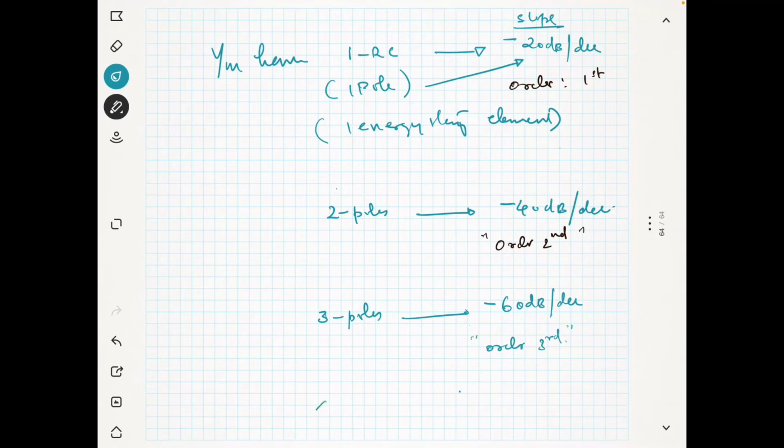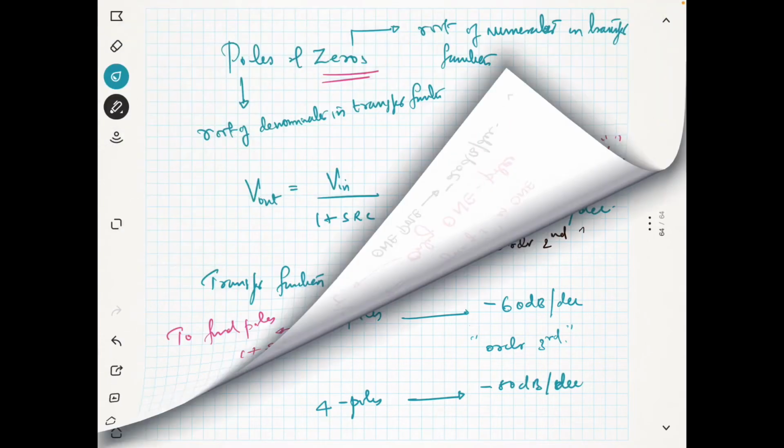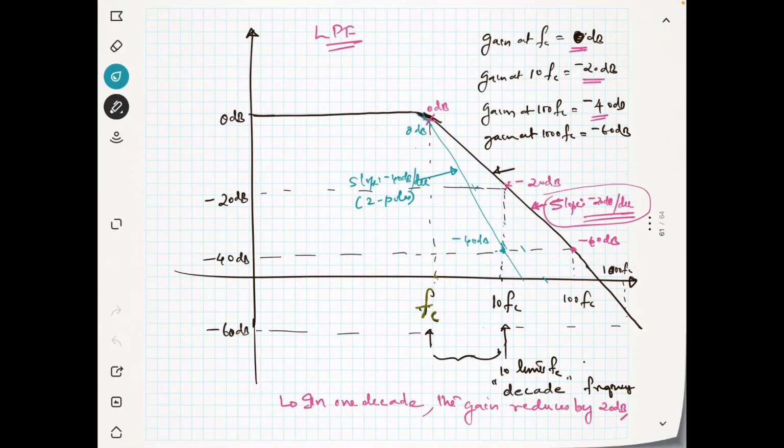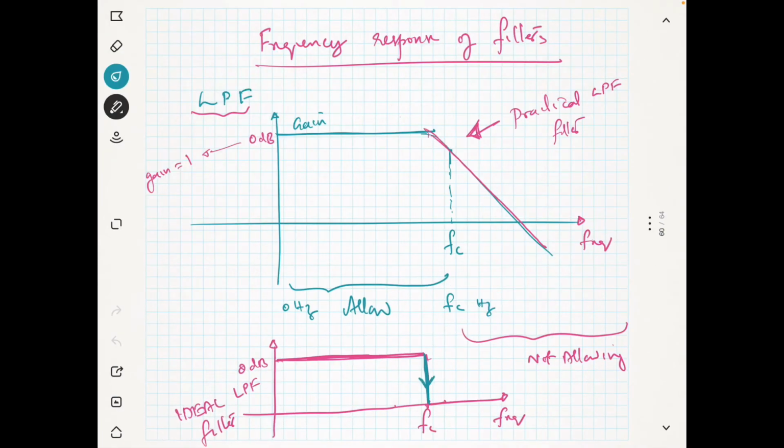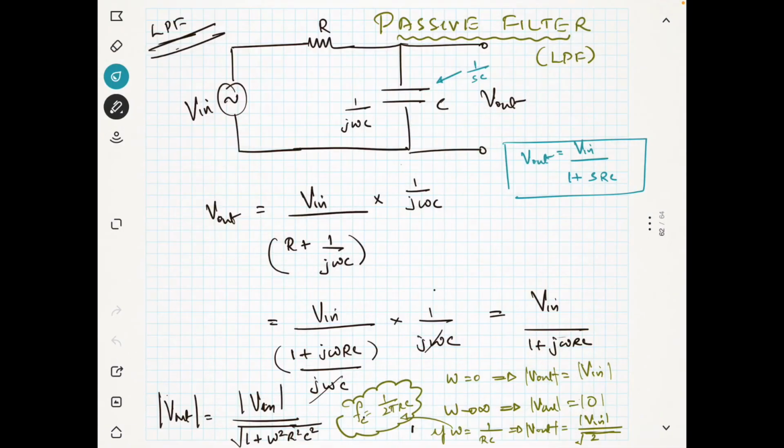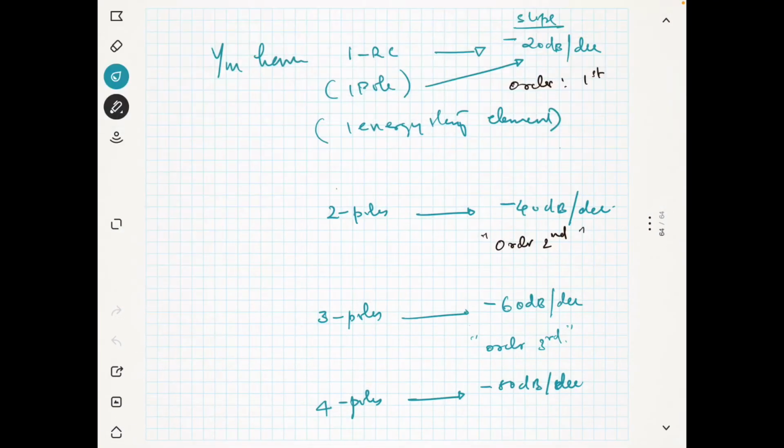If you have fourth order, that means you need at least 4 capacitors. Okay, fourth order filter, 4 poles, then it becomes minus 80 dB per decade. So if you want something like this, a sharp transition where the slope is infinity, you need an infinite number of capacitors. That means practically it is not possible, not realizable, it's difficult. So 4 poles will give you order 4. Okay, it's a fourth order filter.